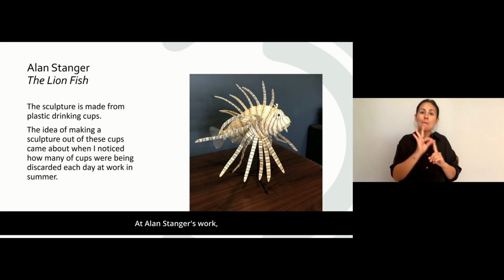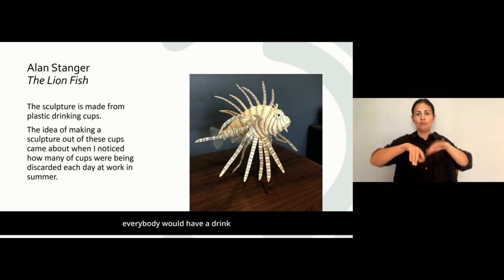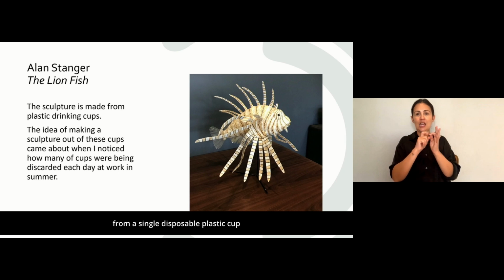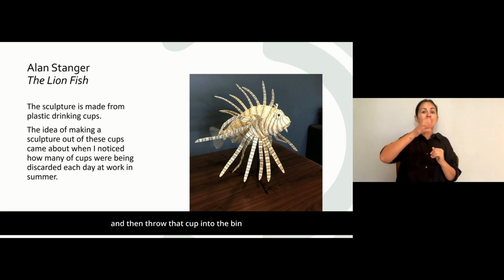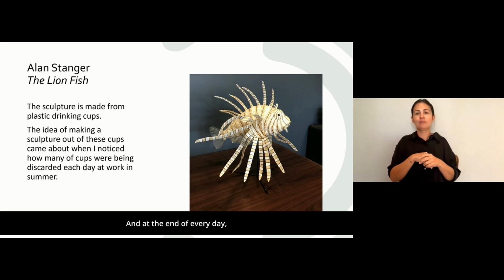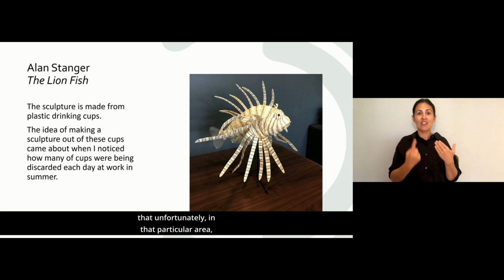At Alan Stanger's work, everybody would have a drink from a single disposable plastic cup and then throw that cup into the bin each time they came into the break room. And that happened every day for months. And at the end of every day, there is a bin just full of plastic cups that unfortunately in that particular area can't be recycled through the conventional recycling system that they have.